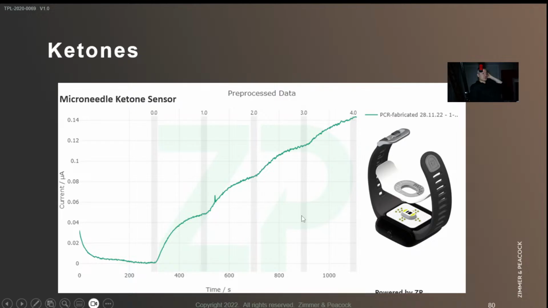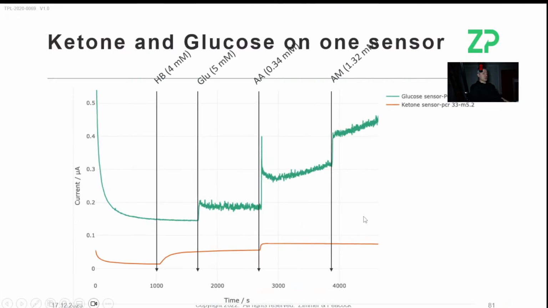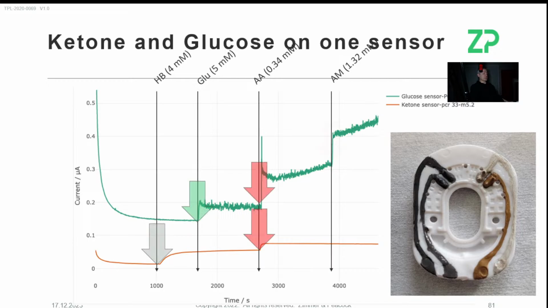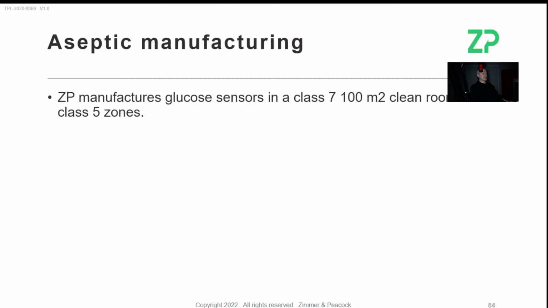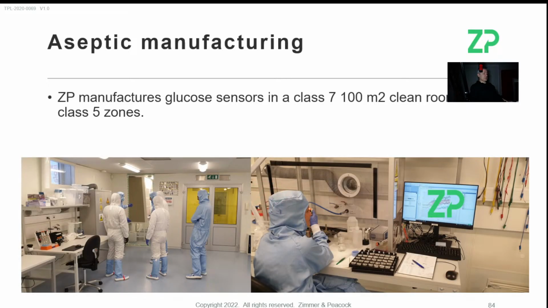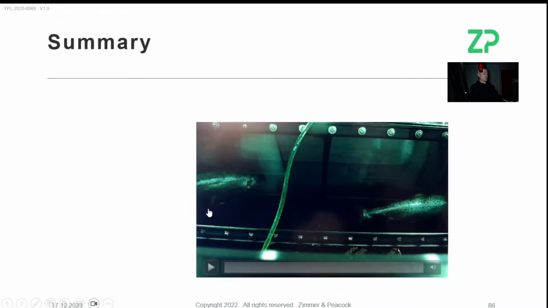So we can also do, for example, ketones. Ketones and glucose, we've tested them, making sure the sensors are not cross-sensitive. So we've tested them in solutions of glucose and ketones and made sure that they actually work. That's the one thing about microneedles, you can do more than one analyte at a time. And as I say, we do this in quite clean aseptic environments. That's why everyone's wearing what we call bunny suits.